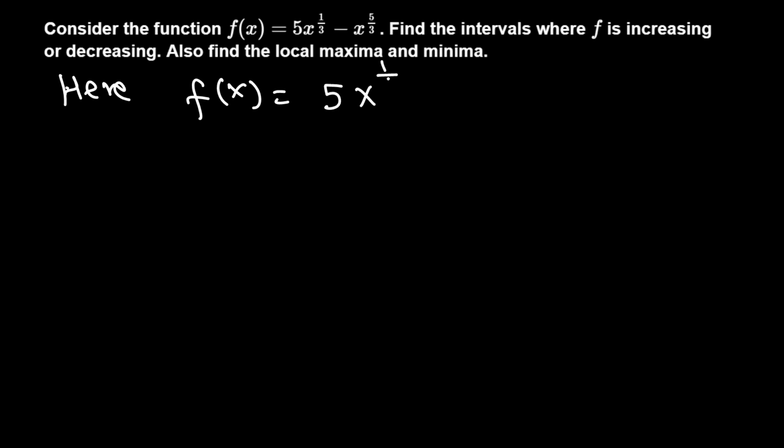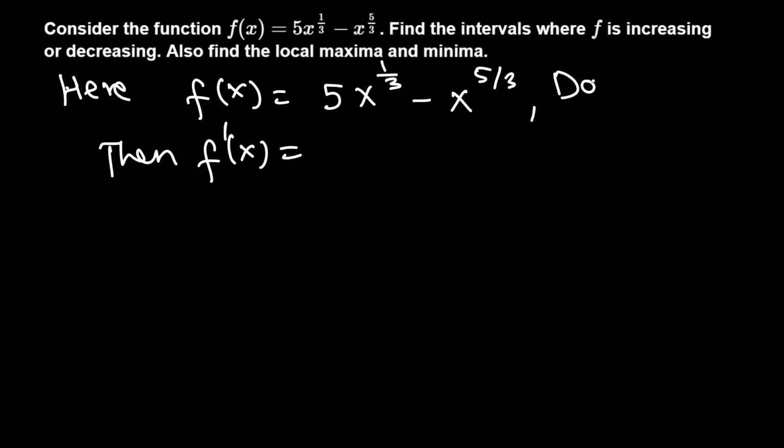5x raised to 1/3 minus x raised to 5/3. To find where it is increasing or decreasing, we need to use the first derivative test. That means let's find the critical numbers or first derivative. Then first derivative. By the way, what is the domain of this function?